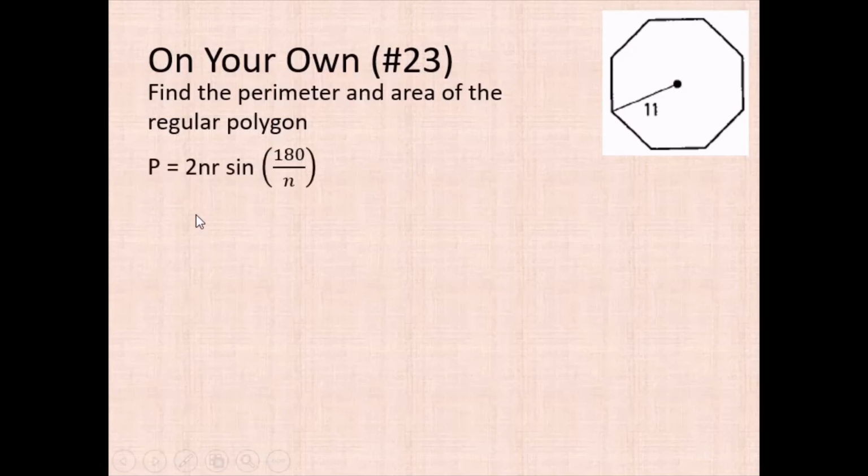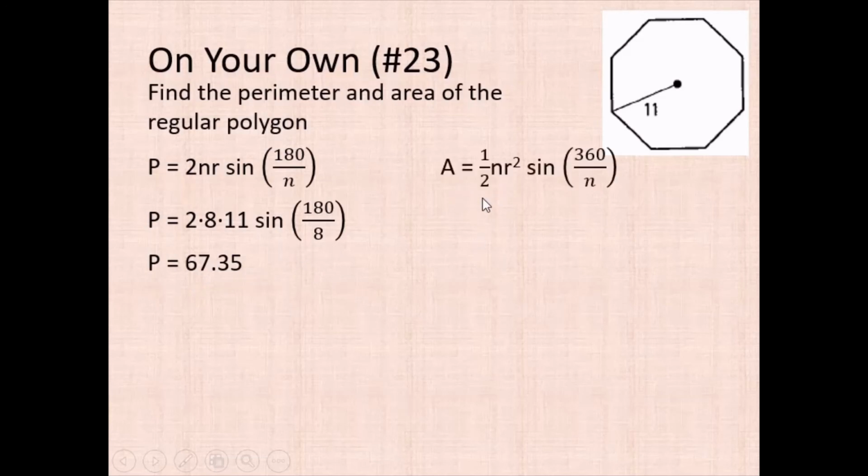Okay, so the perimeter is 2nr sine 180 over n. In this case, n is 8 because it's an octagon. 1, 2, 3, 4, 5, 6, 7, 8. 8 sides, so n is 8 in both n places. And r is 11 because that is the distance from the center to one of the corners. So we've got 2 times 8 times 11 sine 180 over 8, and that should come out to 67.35 if you plugged it in correctly. Again, make sure you're in degree mode for this. If you're not getting that, that may be the reason why.